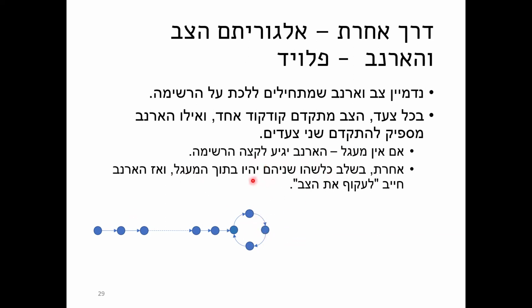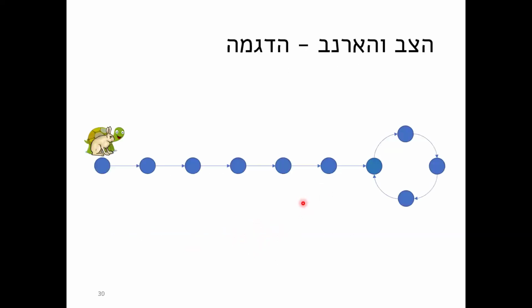So first, at some point within the cycle, we know the hare has to pass the turtle, right? Because at some point they're both going to be in the cycle. Even though it takes the turtle longer, the hare's still going to be in the cycle. And because the hare moves faster, the hare is going to eventually catch up to the turtle. So let's just see an example.